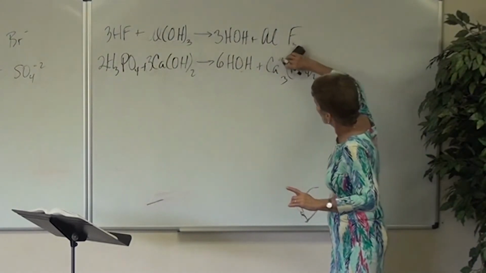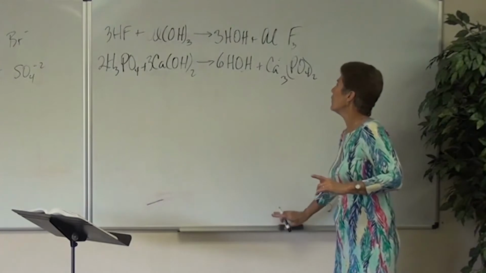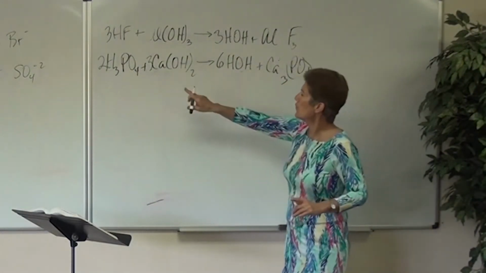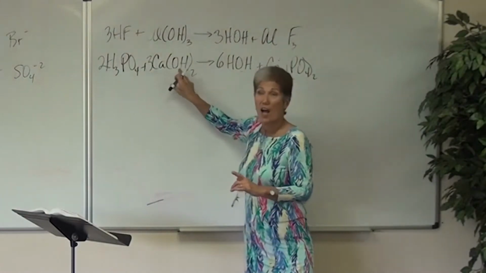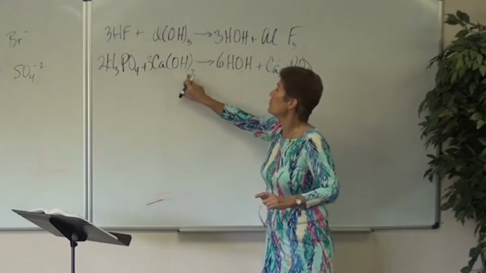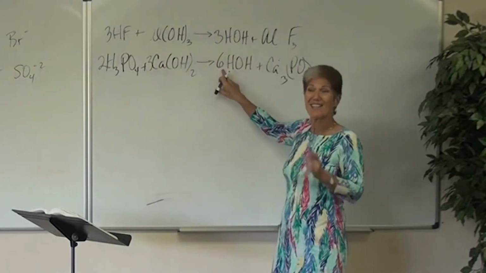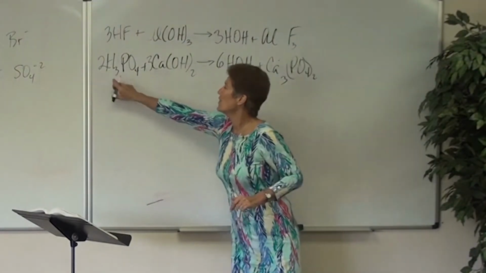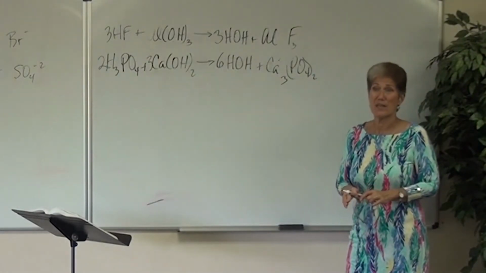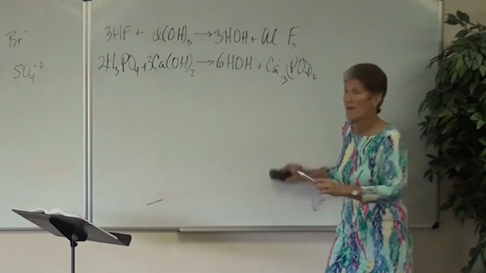Whoops. There we go. Then we count. We have 3 calciums, 2 phosphates. We have 6 hydroxides. Andrew, this is why I did it this way. 3 times 2 of these, I have 6 hydroxides. I can see it. And I have 6 hydrogens. Does that make sense? That's exactly why I write it that way, so I can see it. Okay?